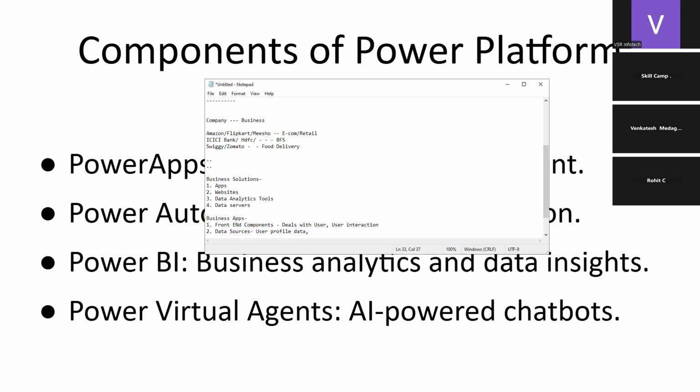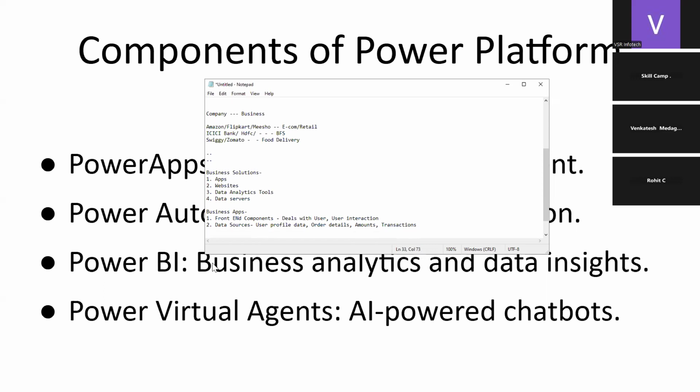Then you would have order details, what kind of order any particular person is doing. You would need the amounts of the order, like how much they have ordered, and the amount associated with that. The transactions, it can be coupons, it can be some discounts. All these things are your data sources.